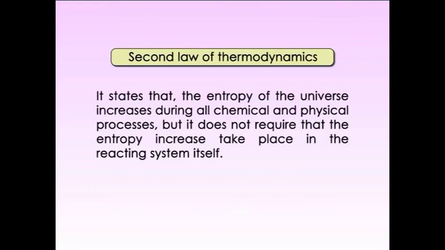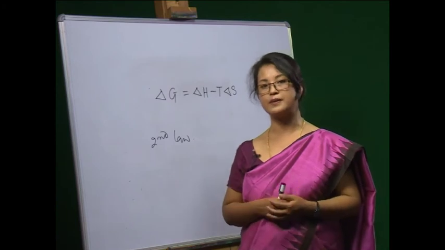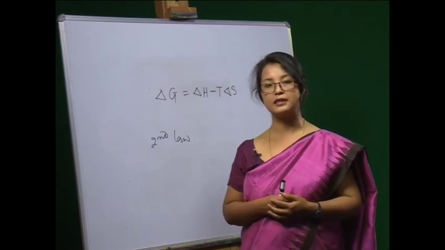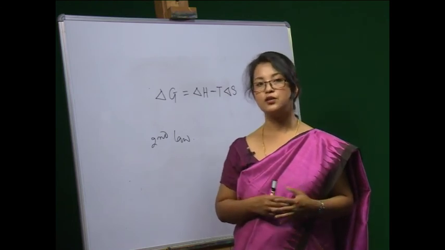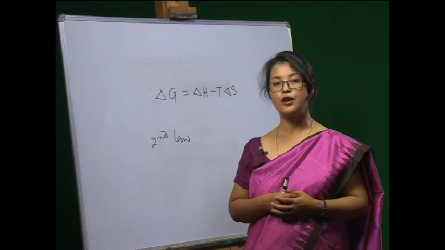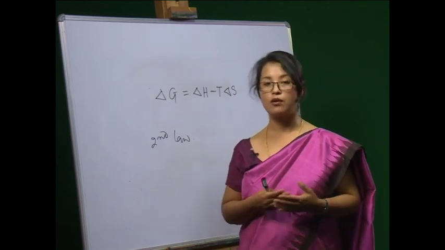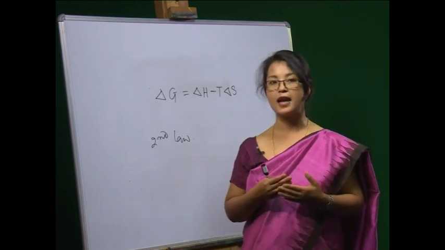It states that the entropy of the universe increases during all chemical and physical processes, but it does not require that the entropy increase take place in the reacting system itself. The order produced within cells when they grow and divide is more than compensated for by the disorder they create in their surroundings in the course of growth and division. In short, living organisms preserve their internal order by taking from the surroundings free energy in the form of nutrients or sunlight and returning to their surroundings an equal amount of energy as heat and entropy.